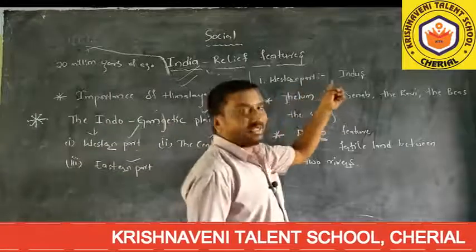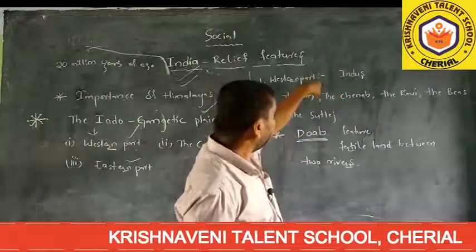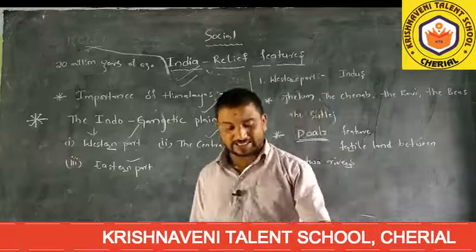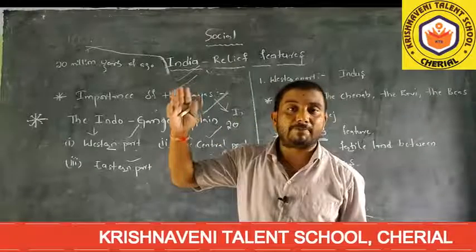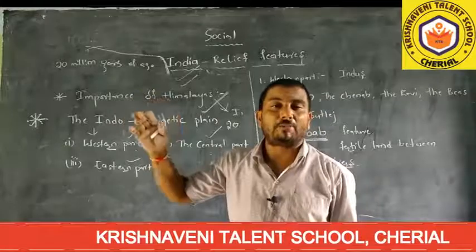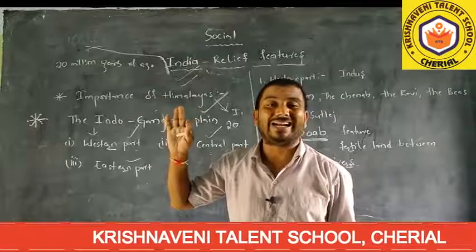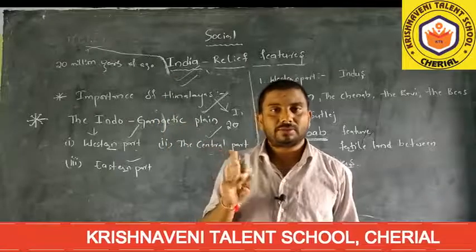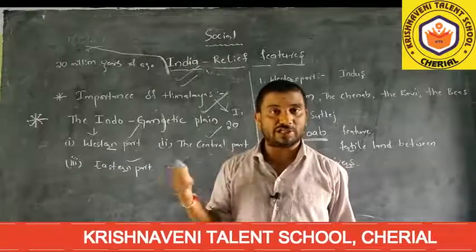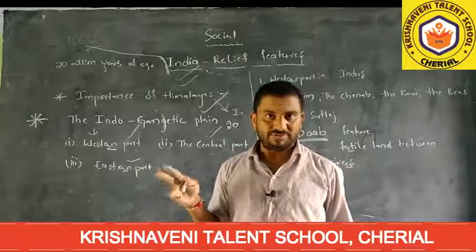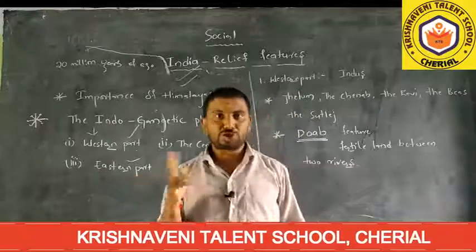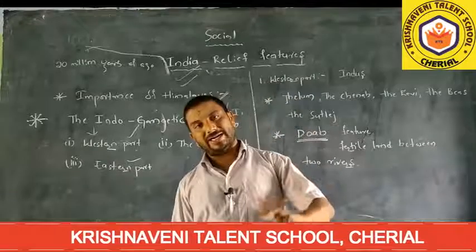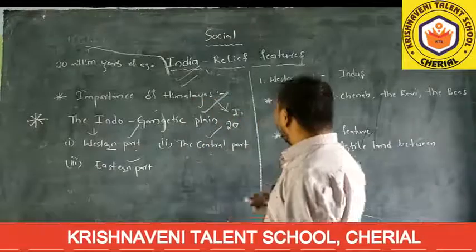Okay, western part. Now let us learn about the western part. This western part is formed by the Indus and its tributaries. The western part of the Indo-Gangetic Plain is formed by the river Indus and its tributary rivers. Indus or Sindhu, same name. Don't confuse: the Indus river is also called the Sindhu, so two names for this river. Sindhu or Indus, both are the same.